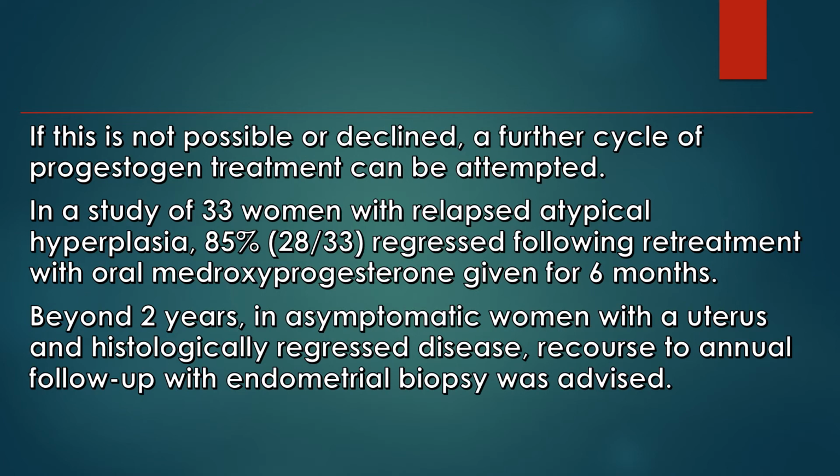In a study of 33 women with relapsed atypical hyperplasia, 85% regressed following retreatment with oral medroxyprogesterone given for 6 months. Beyond 2 years, in asymptomatic women with a uterus and histologically regressed disease, recourse to annual follow-up with endometrial biopsy was advised.